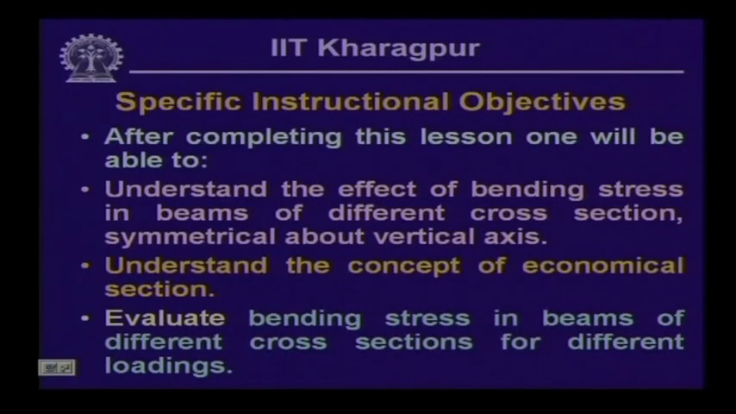Now, we will be looking into some more aspects of the bending stresses if they act on a section which is symmetrical with respect to the vertical axis, but could be unsymmetrical with respect to the horizontal x axis or z axis which we have defined. Let us look into then that once this particular lesson is completed, one should be able to understand the effect of bending stress in beams of different cross section which are symmetrical about the vertical axis, but could be unsymmetrical with respect to the horizontal axis.